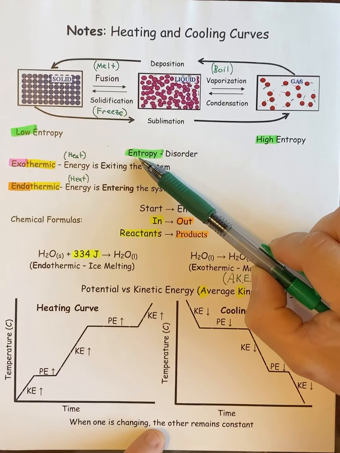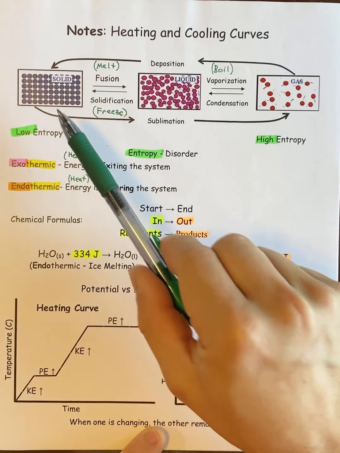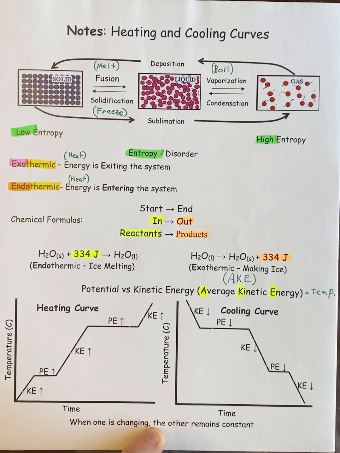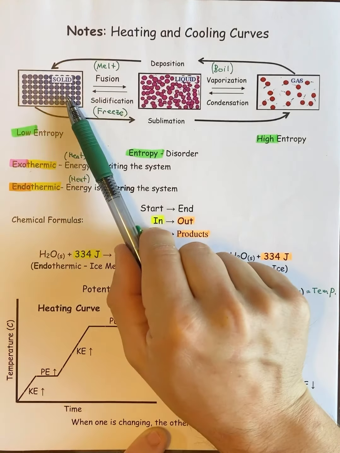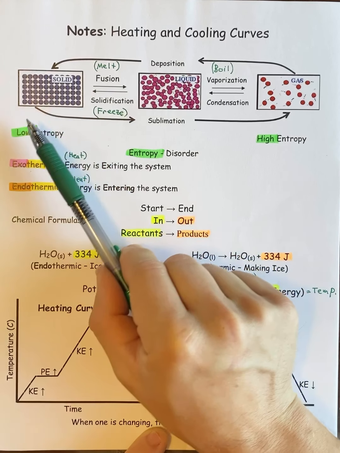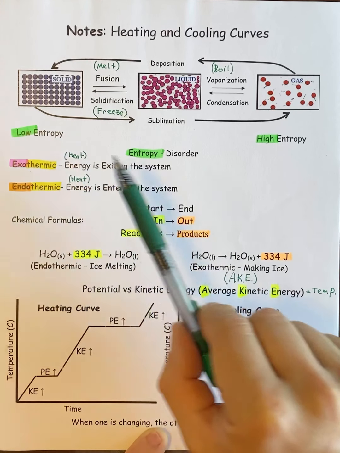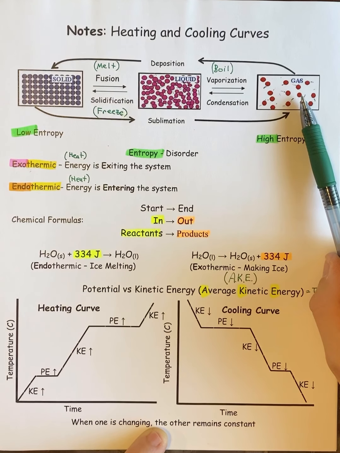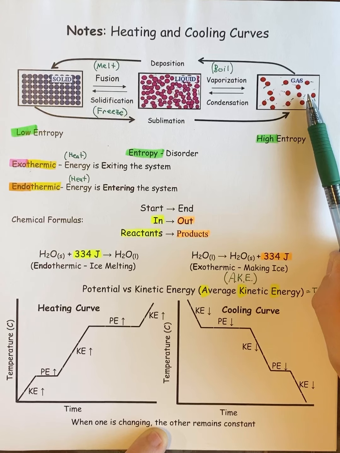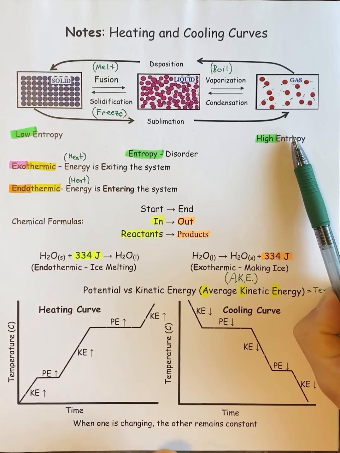Some more vocab words. Entropy is disorder. So when we think about our three phases and you look at the three diagrams, which diagram is the most organized? Well, that would be the solid. So the solid would be the lowest entropy, because remember, entropy is disorder. And then the reverse, the gas, would be the most disorganized, and therefore it would have the highest entropy.